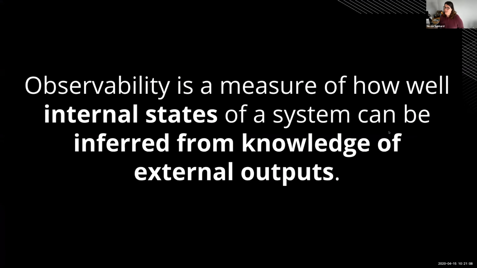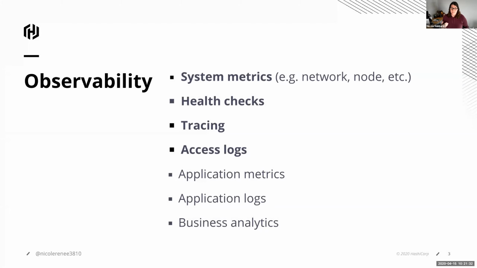So what is observability? Well, it's a really hot word and everyone wants to know more and they're trying to add it. But really it comes from control theory, which describes the ability to measure the internal state of a system from the knowledge and information you can gather outside of the system. So metrics, health checks, tracing, access logs, specific application metrics or application logs. And one of the things we're going to talk about today is specifically tracing and layer 7.